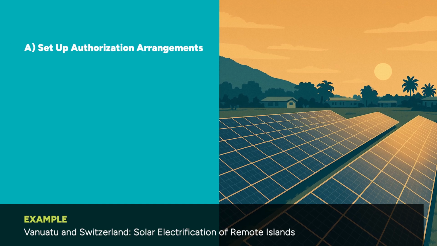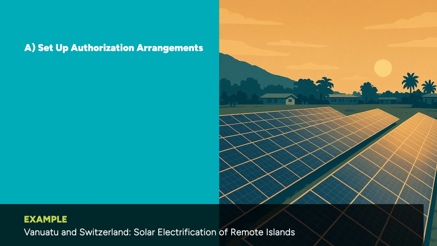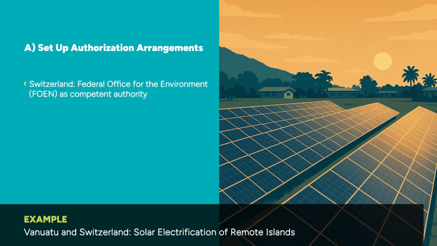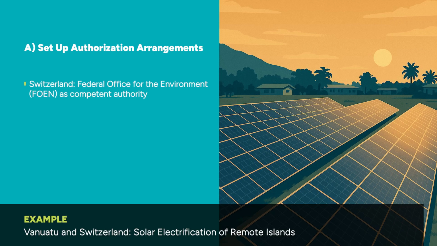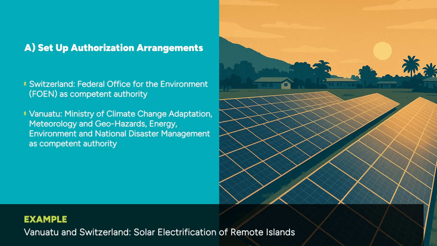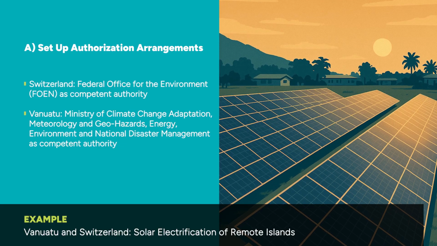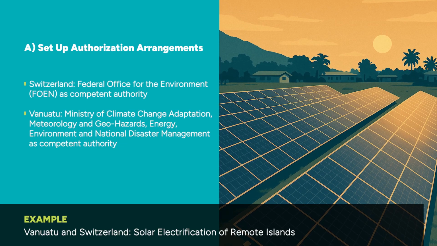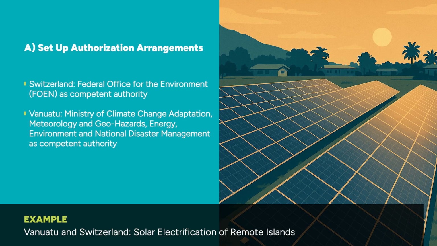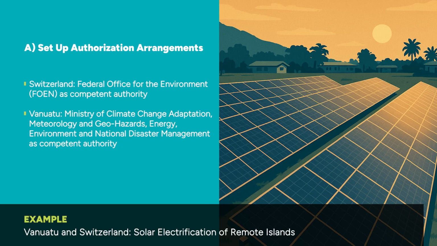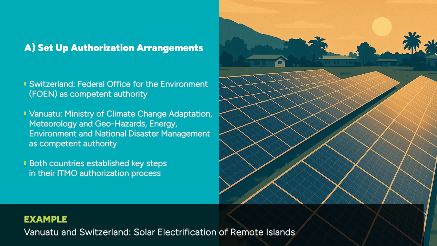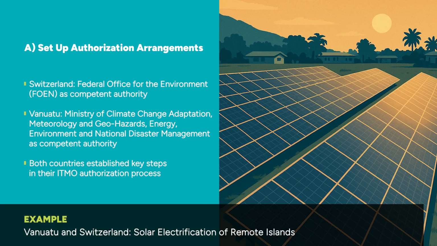A. Set up authorization arrangements. Switzerland designated its Federal Office for the Environment as the competent authority for Article 6.2 cooperation, while Vanuatu designated the Ministry of Climate Change Adaptation, Meteorology and Geohazards, Energy, Environment, and National Disaster Management through the Department of Climate Change as its competent authority. Both countries also set up the key steps in their ITMO authorization process.